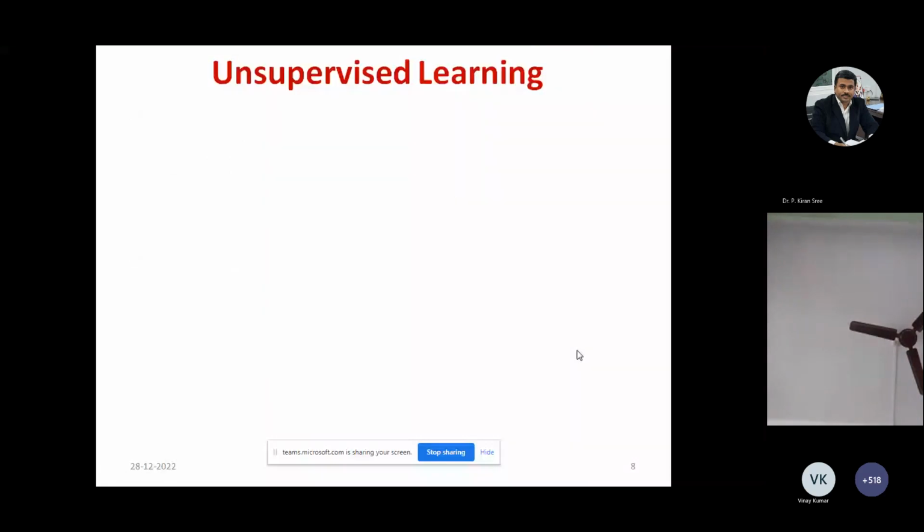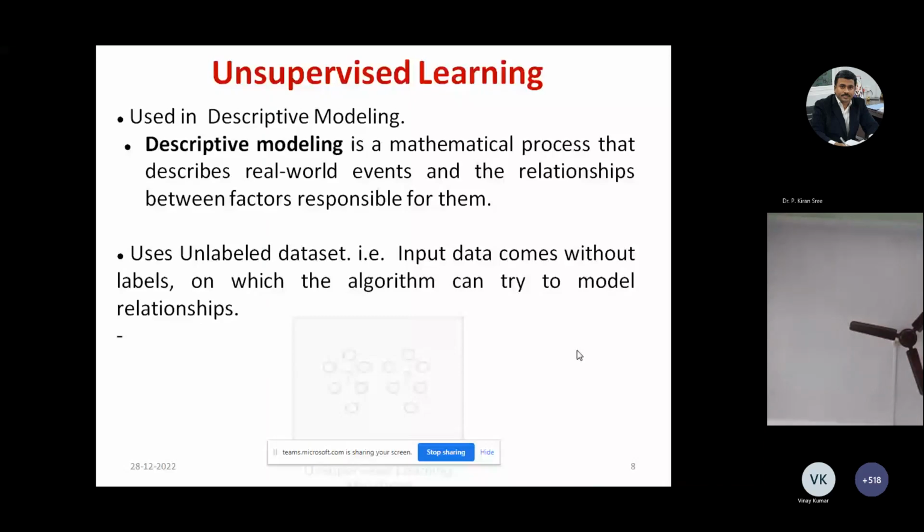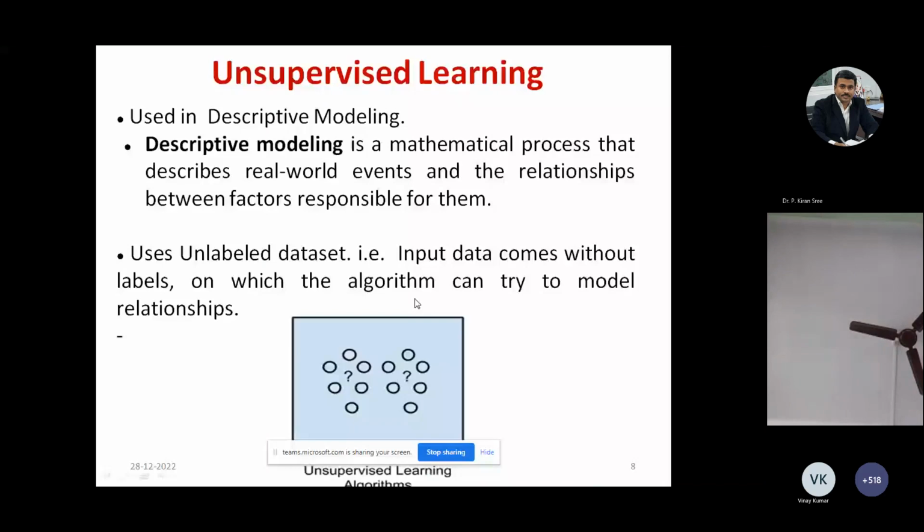As we go into unsupervised learning, any application which requires descriptive modeling can go for unsupervised learning. Descriptive modeling is a mathematical process that describes real-world events and the relationships between the factors responsible for them. Mostly unsupervised learning uses an unlabeled dataset. Unlabeled means the dataset without any labels. You have attributes, but the final target attribute is not present in this kind of dataset. The ML algorithm has to model the relationship among the attributes, and later it has to be labeled.